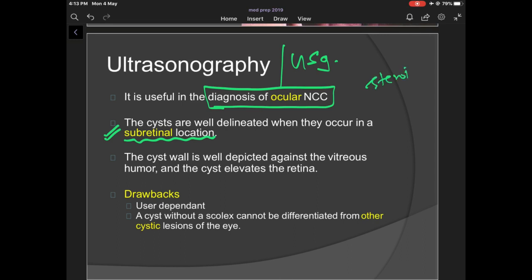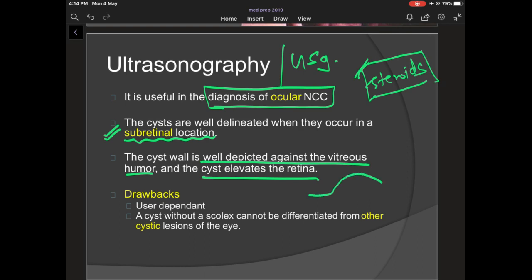You always put the patient on steroids. The max you can do is put the patient on steroids. You never put them on anti-parasitic agents, because that will cause degradation of the organism, and that will lead to a severe inflammatory response, which will then lead to retinal damage or injury, which will be permanent, and the patient will be blind. So that is a very important thing to remember. The cyst wall is well depicted against the vitreous humor, and the cyst elevates the retina.